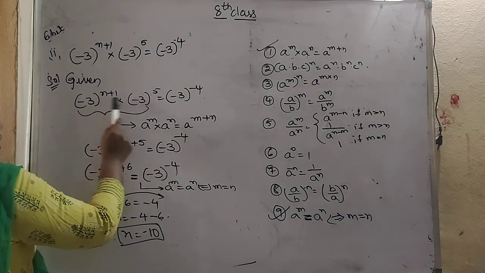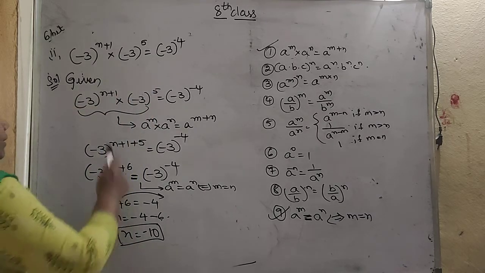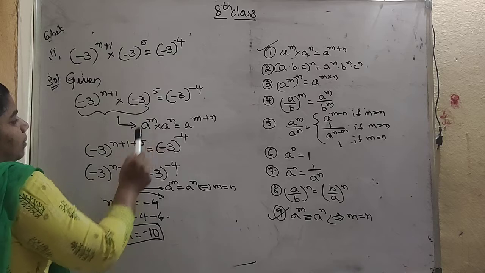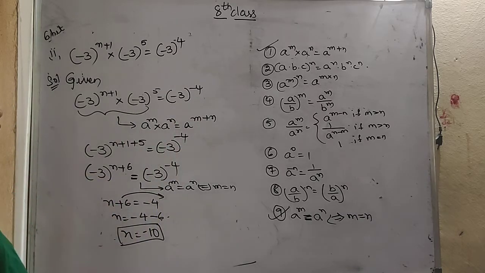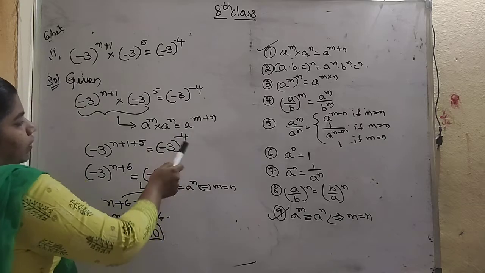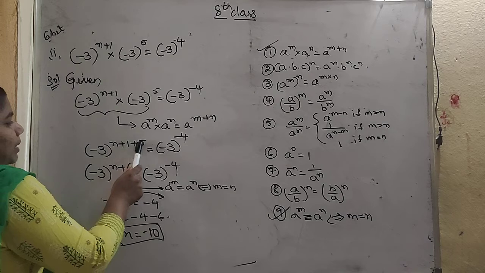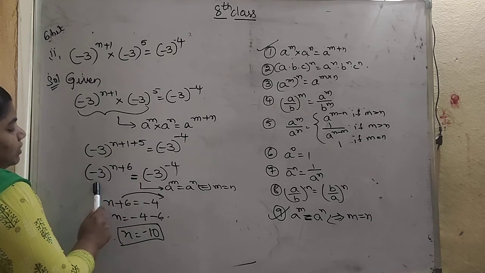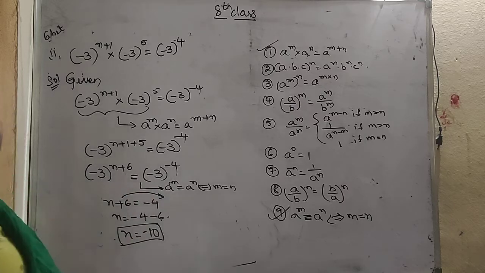So both bases are equal. So what we have to do? We have to add the powers. So here I am adding the powers. N plus 1 plus 5 is equals to minus 3 to the power of minus 4. Here I am not using any formula. You can use, but I am not using. Okay. So here 1 plus 5 will be how much? 6. So minus 3 whole power n plus 6 is equals to, I am writing this value as it is.